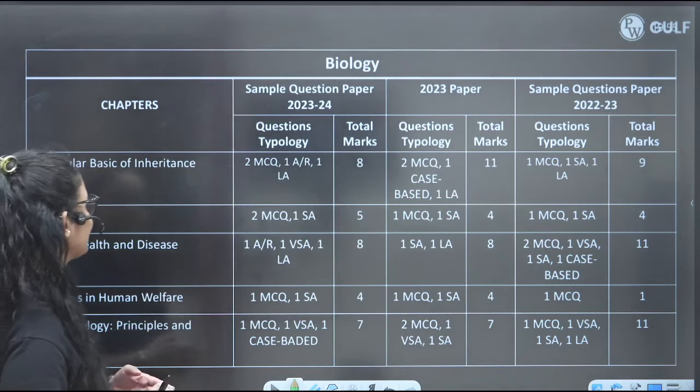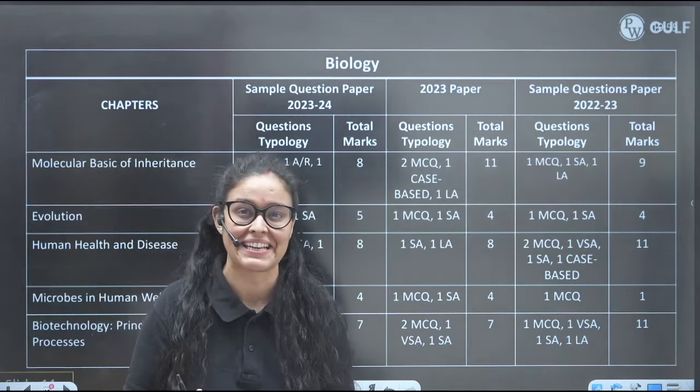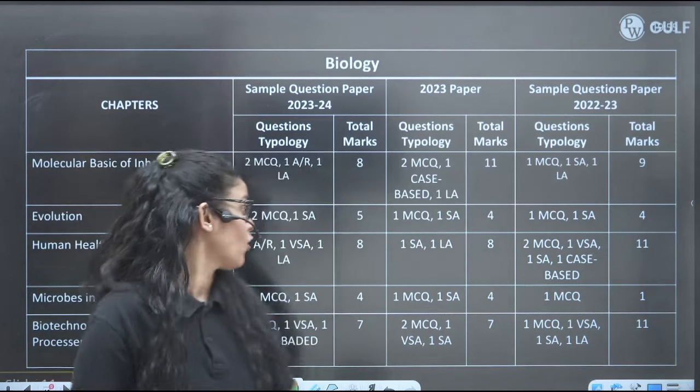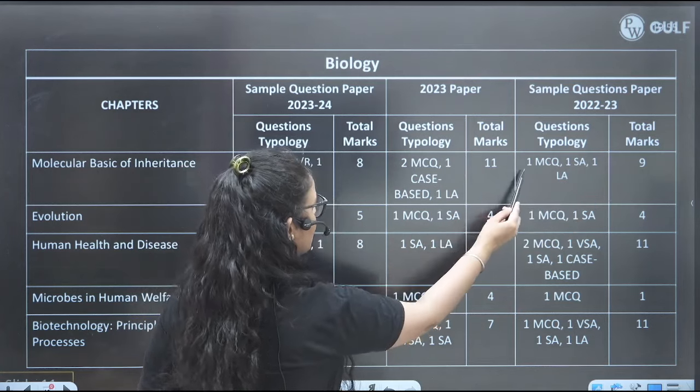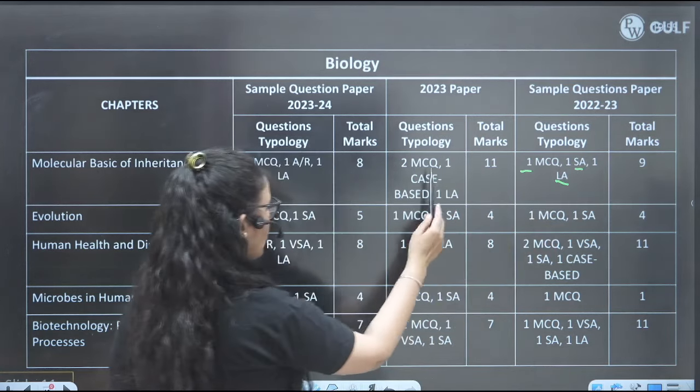Another chapter is molecular basis of inheritance. This chapter also carries huge weightage. In 22 there were 9 marks: 1 MCQ, 1 short answer, 1 long answer.